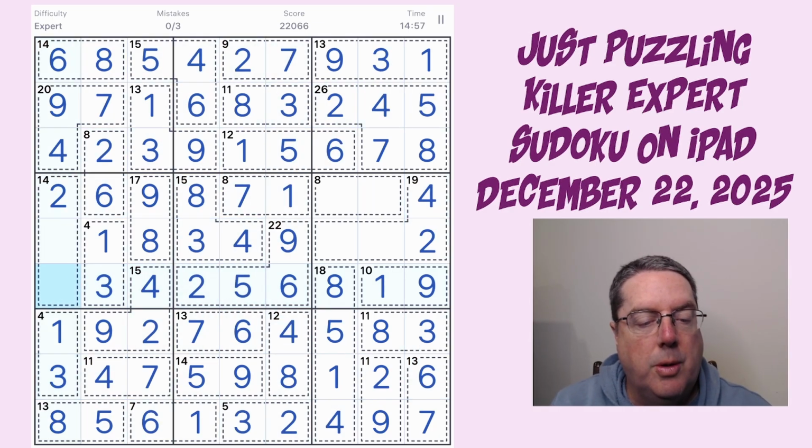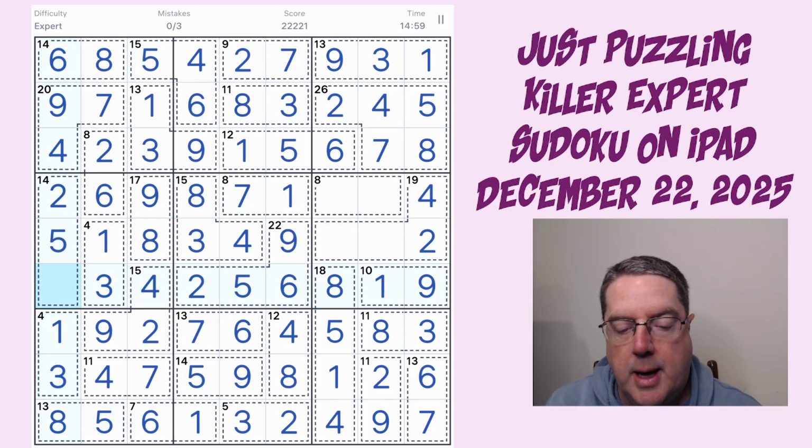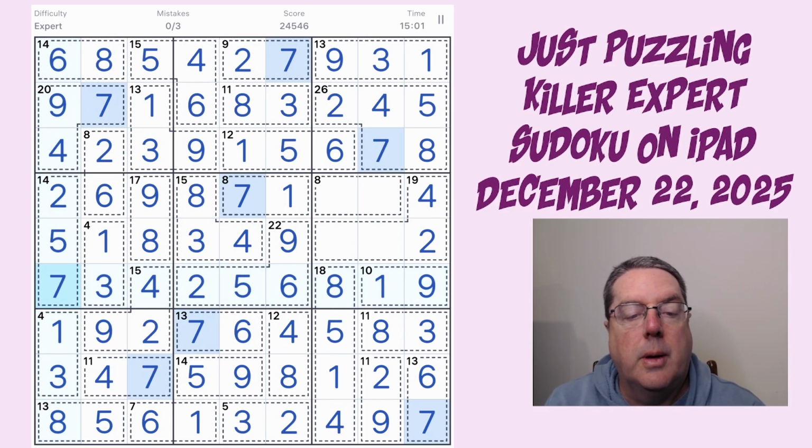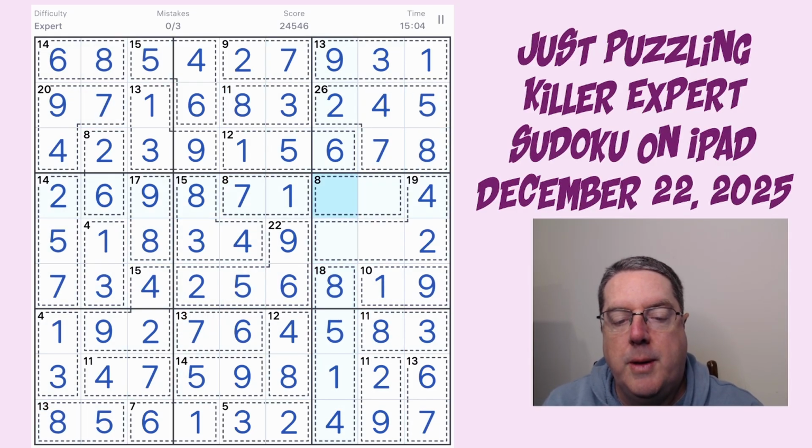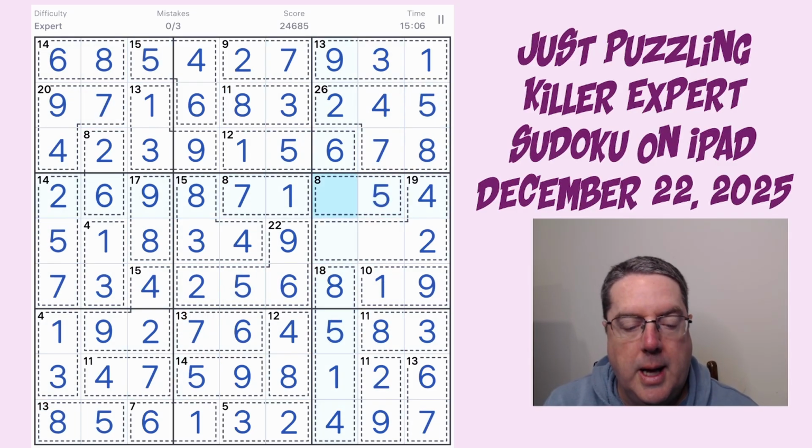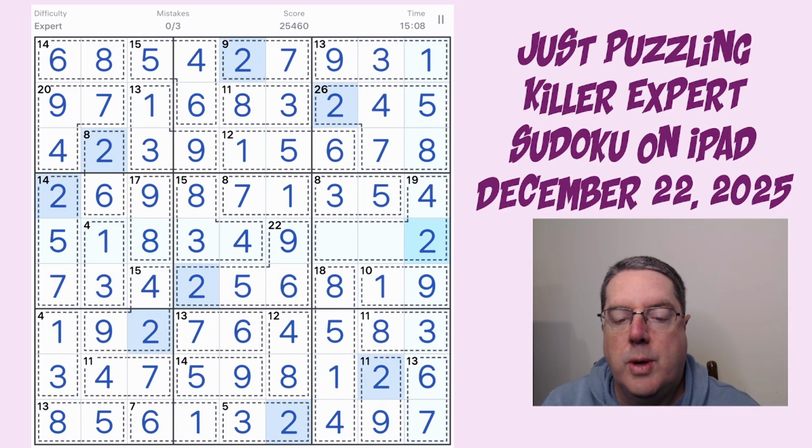So 5 comes across here, so it's a 5 there, leaving this to be a 7. This is 3 and 5. 5 can't be there, so this is a 5, leaving this to be a 3. 1, 2, 3, 4, 5, and a 6 and 7. 7 can't be there, so that's a 7, leaving this to be the 6.